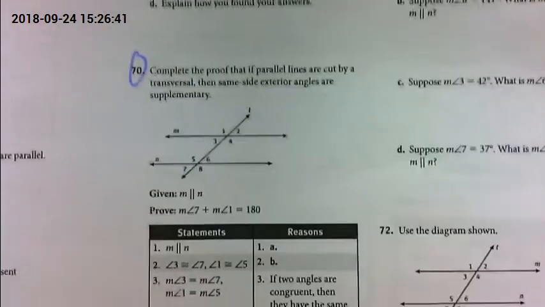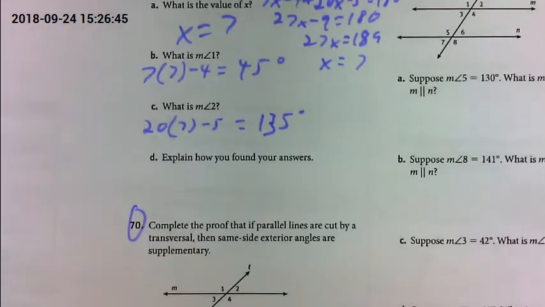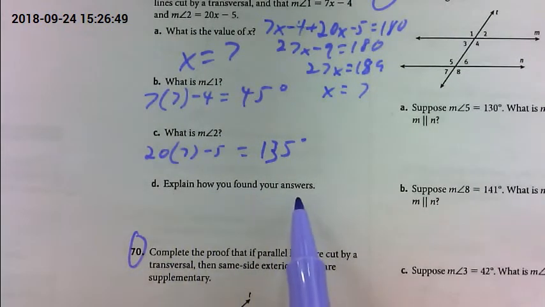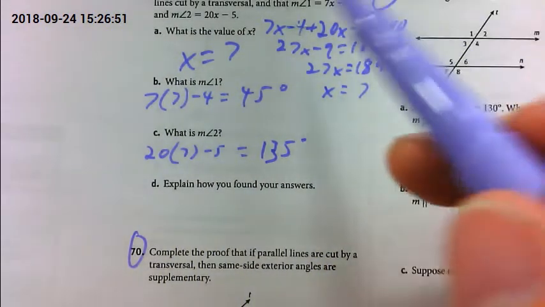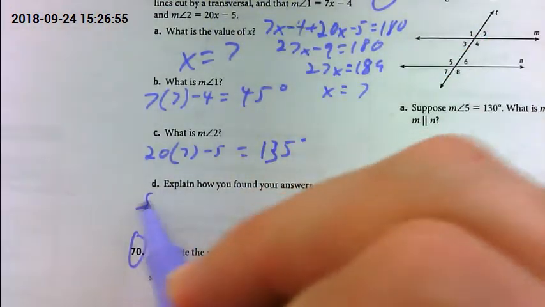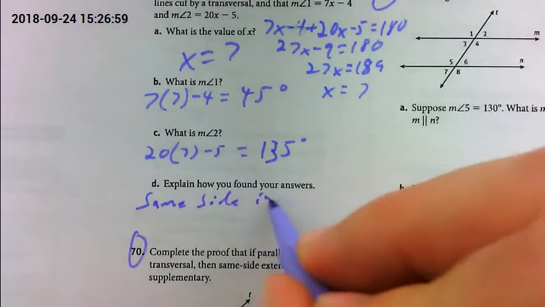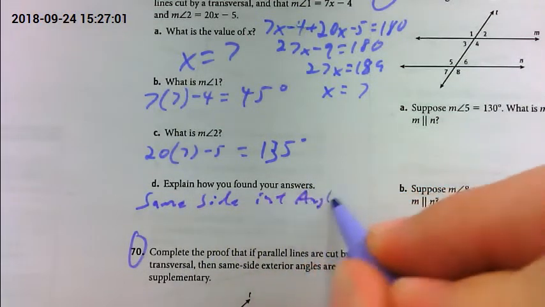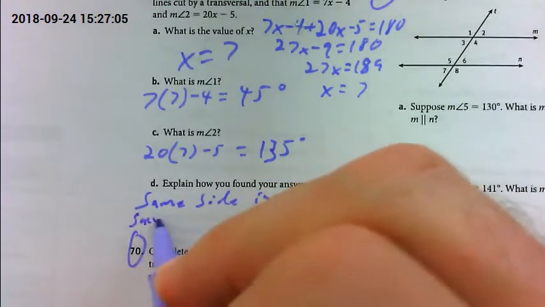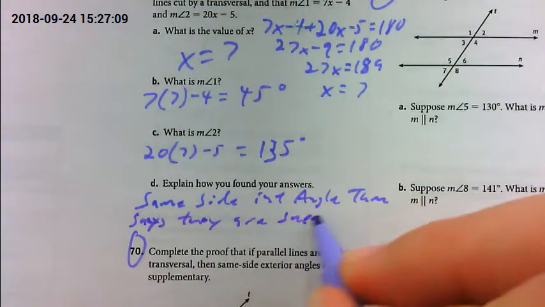On 70, complete the proof. Oh, there's a D. Sorry, I missed the D. Explain how you found your answers. So, first off, same side interior angle theorem says they are supplementary.